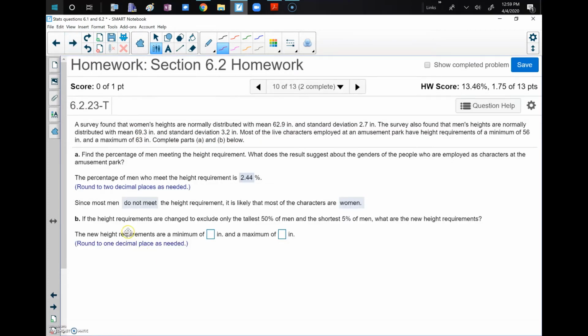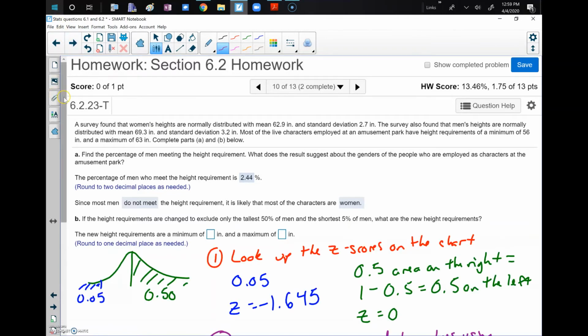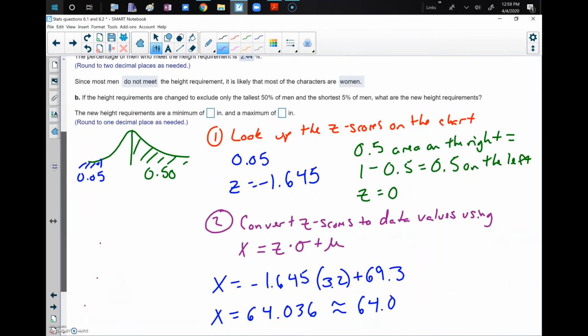Part B is asking if the height requirement were changed so that only the tallest 50% of men and shortest 5% of men were included, what would be the new requirements? So again, I'm going to draw myself a picture so I can visualize this. The lowest 5% would be 5% of my area underneath the curve to the left, and then the tallest 50% would be 50% above on the right hand side.